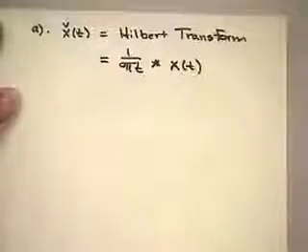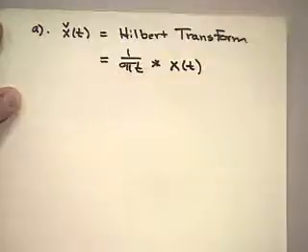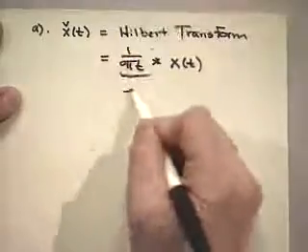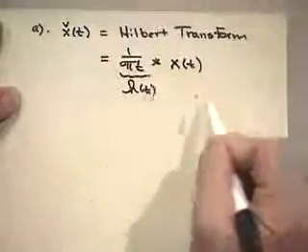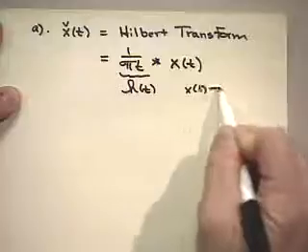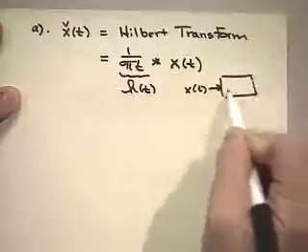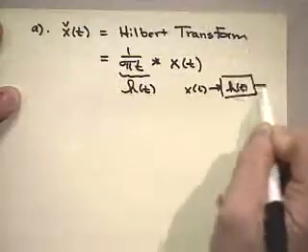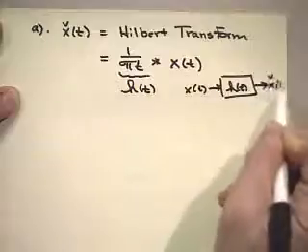So it's related to the original function. We convolve it with this kind of weird-looking impulse response, if you will, 1 over pi t. Sometimes I call this script h of t in the notes. So you can think of x of t going into a filter, which is script h, and out comes x check of t.